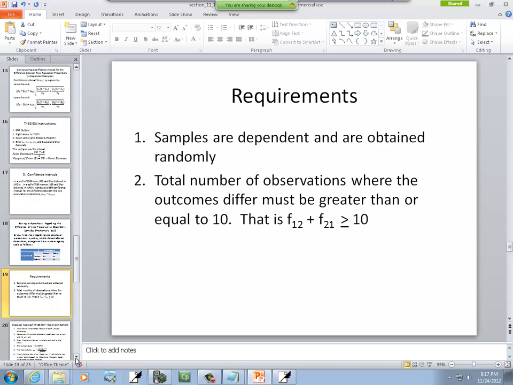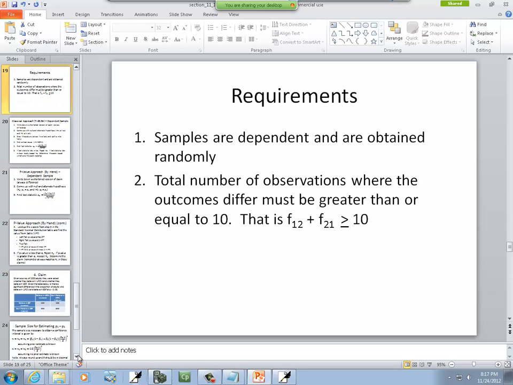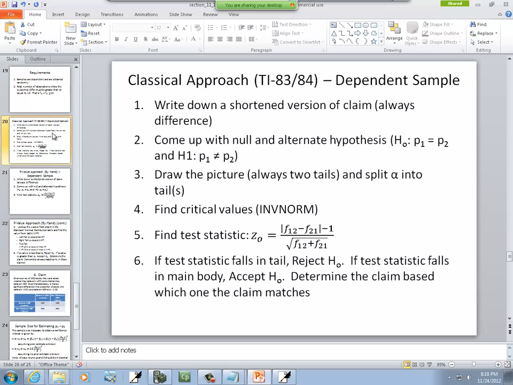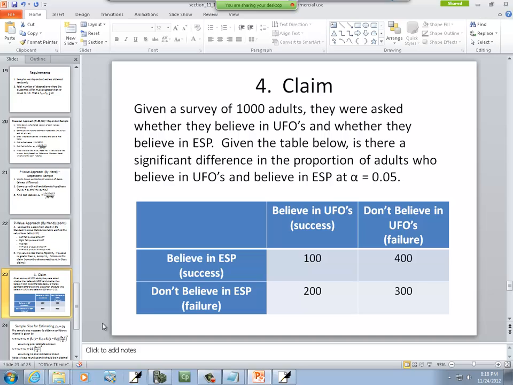Now requirements to do this, let me grab a drink actually. Samples are dependent and are obtained randomly. Total number of observations where the outcomes differ must be greater than or equal to 10. That is, f sub 1,2 plus f sub 2,1 is greater than or equal to 10. And I'm not going to go over those. Let's go down to our problem.